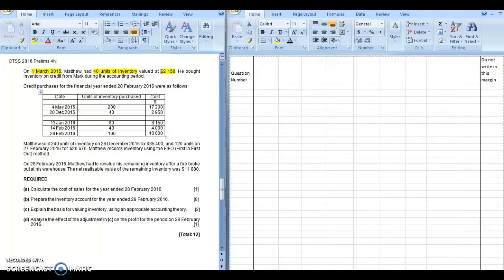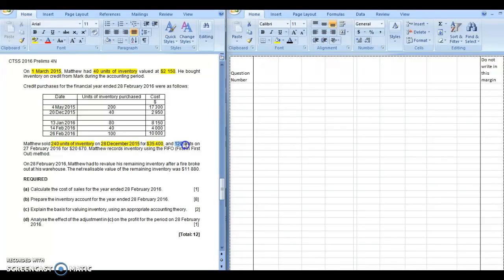So of course, after you buy your inventory, you would have to sell it away so that you can make a profit. And you sell these goods, in this case, 240 units of inventory on the 28th of December 2015, and you sell it at 35,400. Now, remember that this is the selling price. Therefore, the selling price will always be higher than the cost price, the original price.